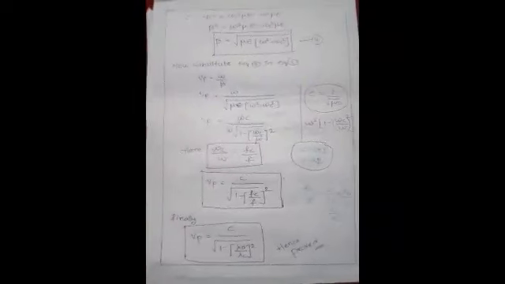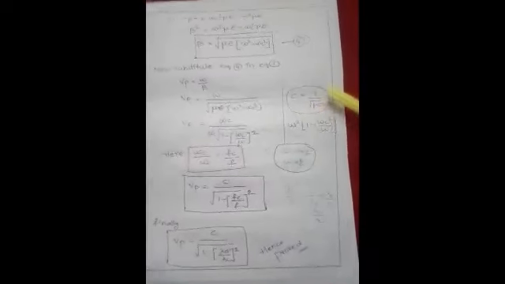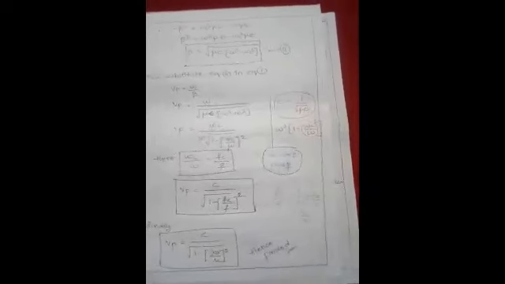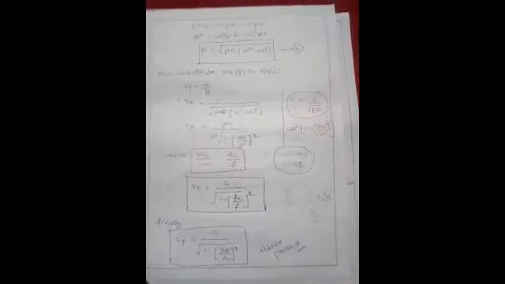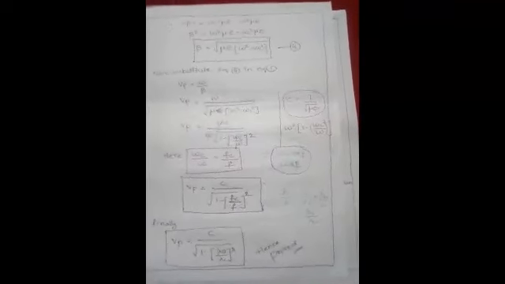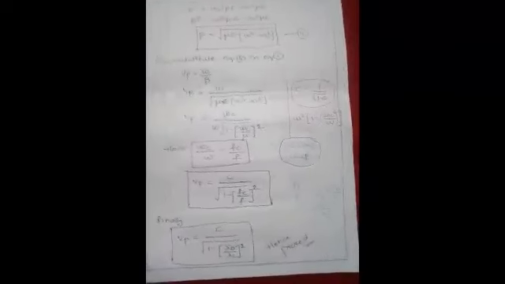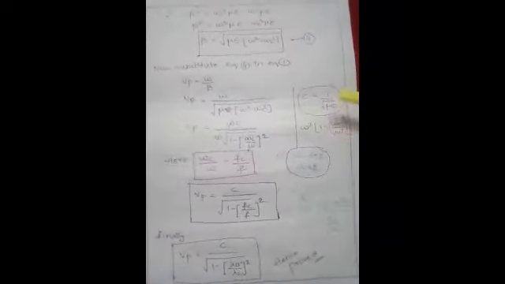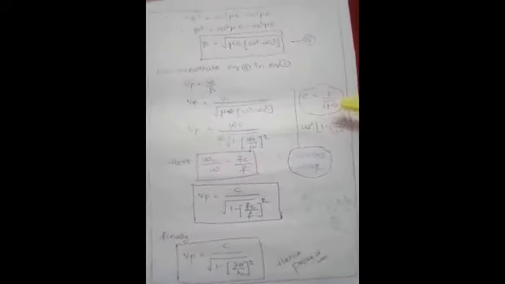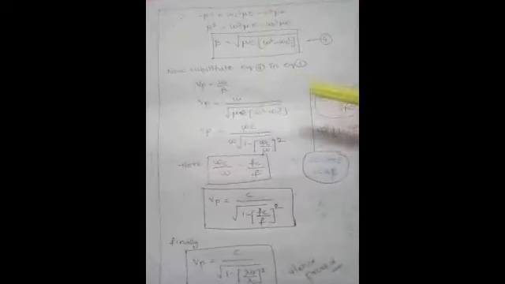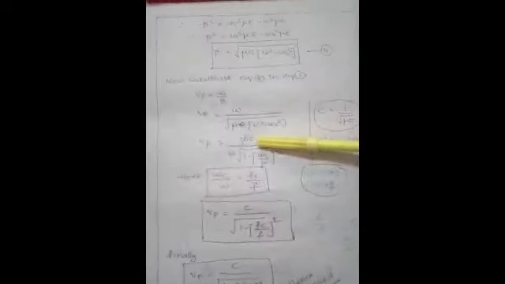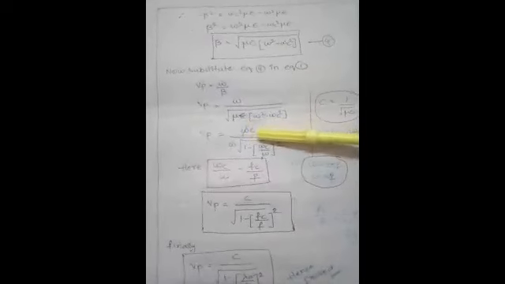Now we note that c equals 1 by root mu epsilon. That means c, the speed of light, has two expressions here. One is c equals 3 into 10 power 8 meters per second, which is the speed of light. And moreover, in the phase velocity concept, c equals 1 by root mu epsilon. When we substitute this 1 by root mu epsilon here, we can replace this term as c. So it becomes omega c here.